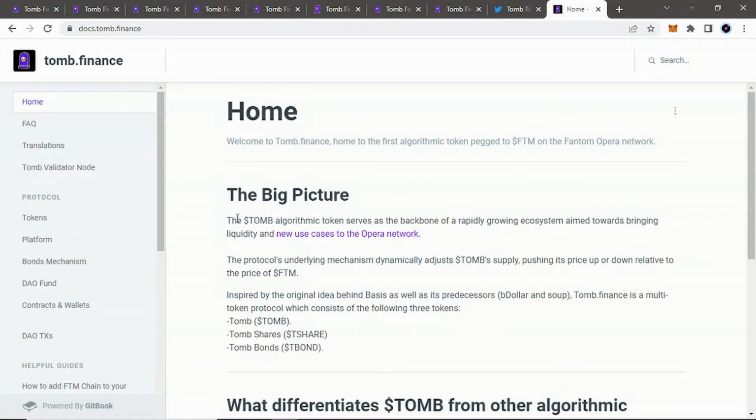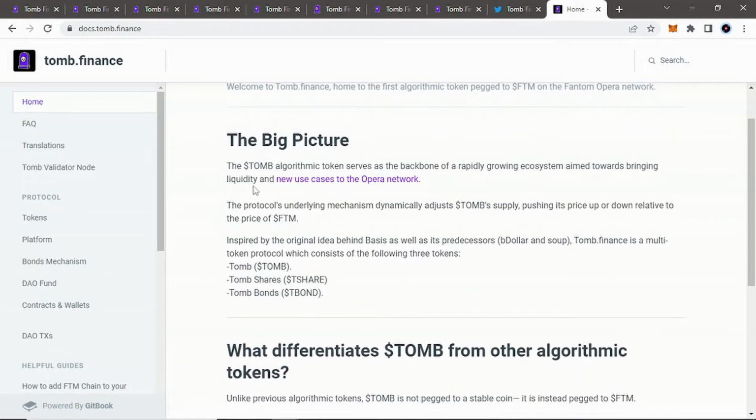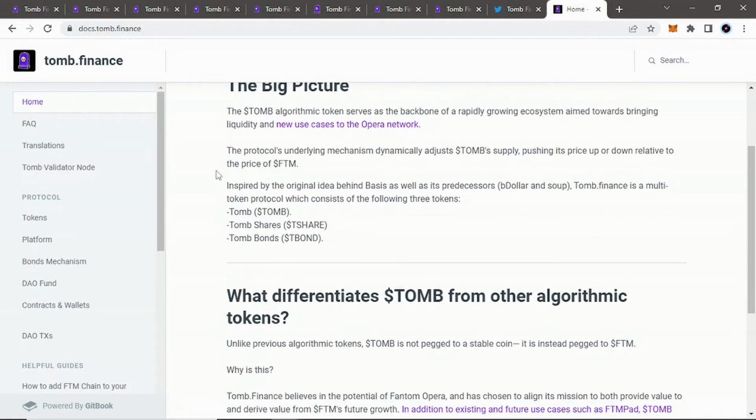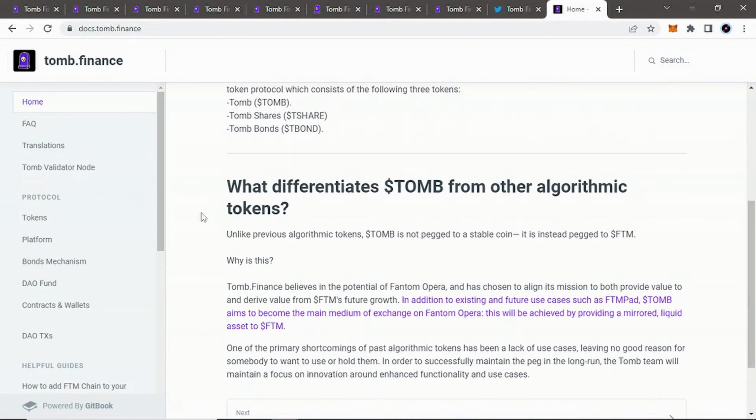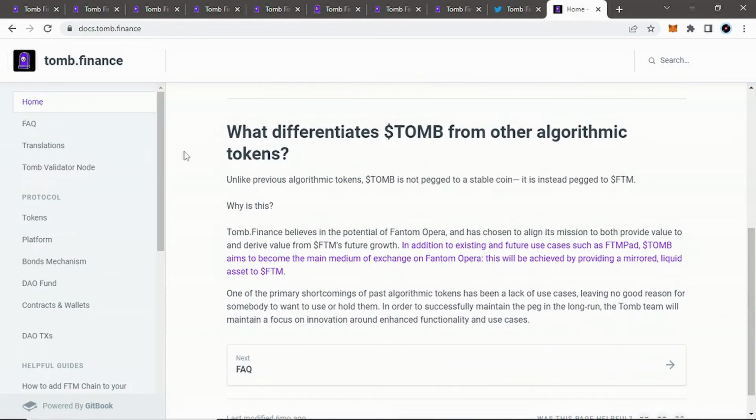And again, the big picture with Tomb Finance is that the Tomb token serves as the backbone of a rapidly growing ecosystem. So we can see that here, and again with their 3 native tokens, Tomb, Tomb shares, Tomb bonds. What makes Tomb different than other algorithmic tokens? Unlike other ones, Tomb is not pegged to a stablecoin. Again, it is pegged to the price of FTM.